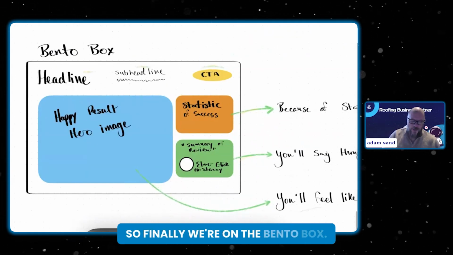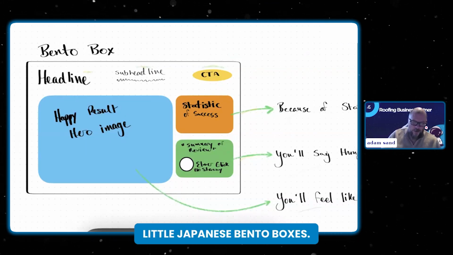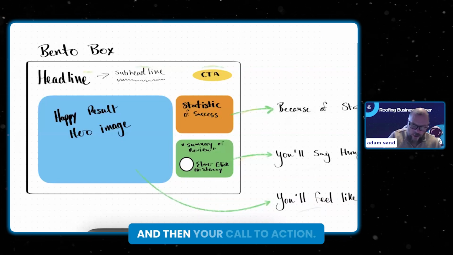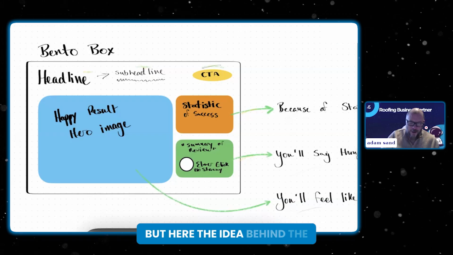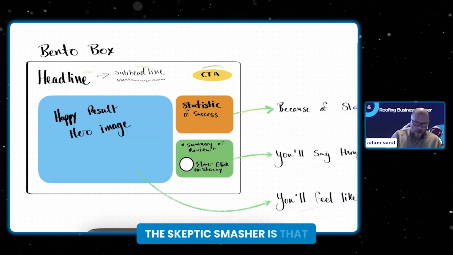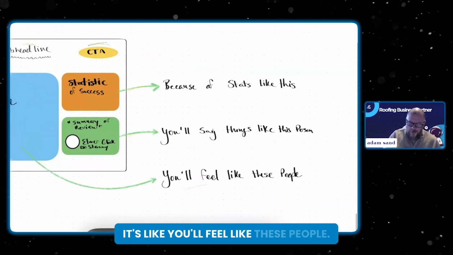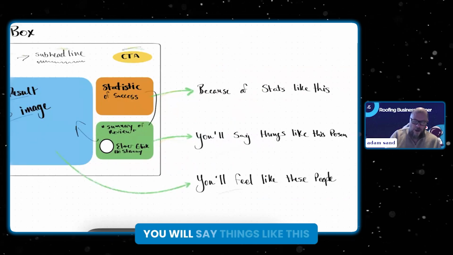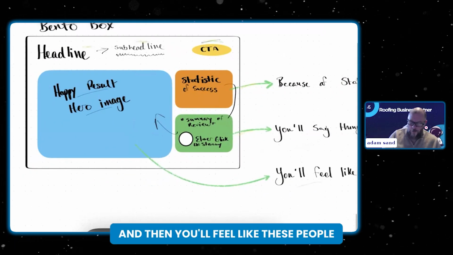So finally, we're on the bento box. I call it this one because to me, it looks like one of those little Japanese bento boxes. So the idea here is that the headline and the subheadline are side by side, and then your call to action. Now, again, in mobile, they're going to stack. But here, the idea behind the bento box is, similar to before with the Skeptic Smasher, that you have the happy result and the hero image. So some kind of thing is like, you'll feel like these people. So how it reads is like, because of statistics like this, you will say things like this happy customer, this review, and then you'll feel like these people in this hero image.